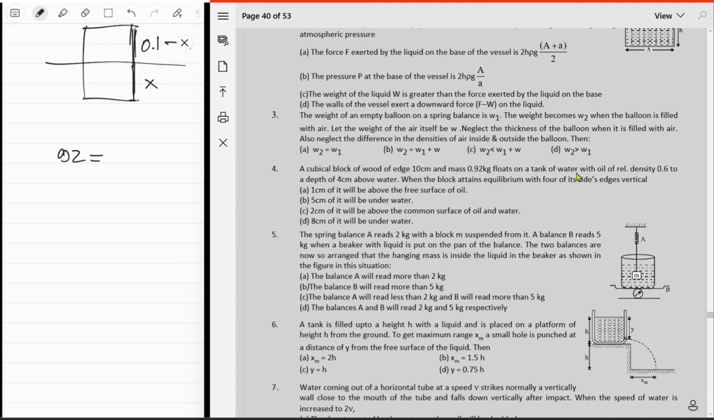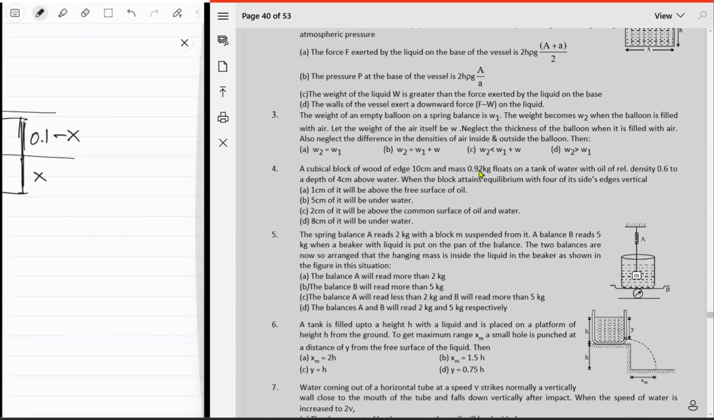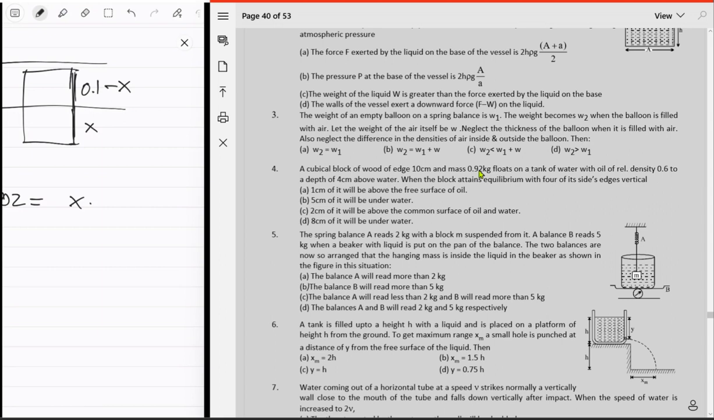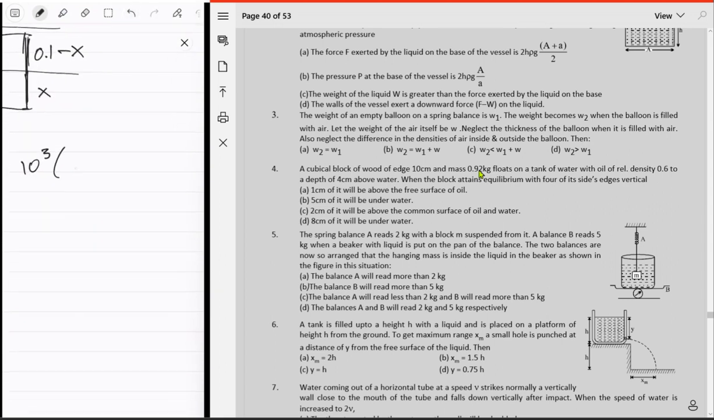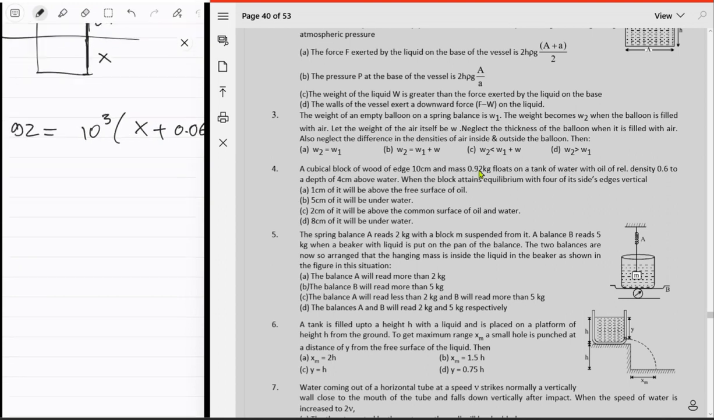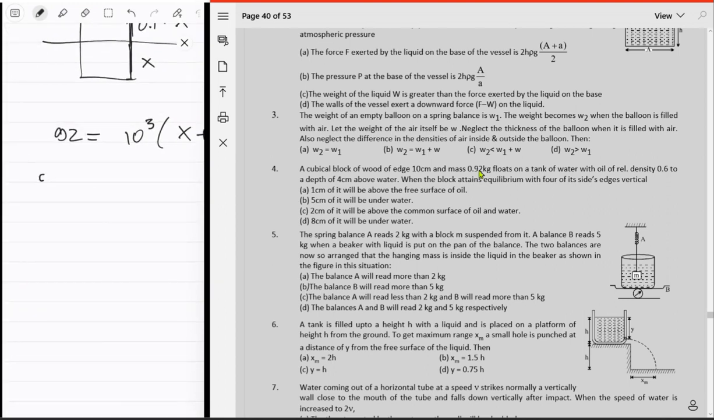Where did it go? Yes, the area is gone. It's just x times density. Take the density of water out, just 10 power 3. Then it's like 0.6 times x. Oh no, it's like 1 times x actually, just x, and this will be 0.6 times this. So that's 0.06 minus 0.6x. This will be, of course, 0.9.